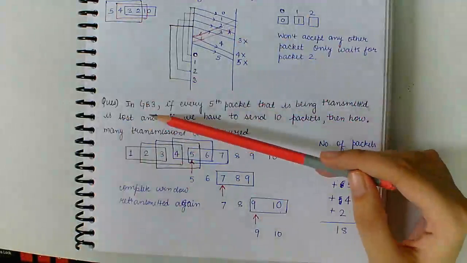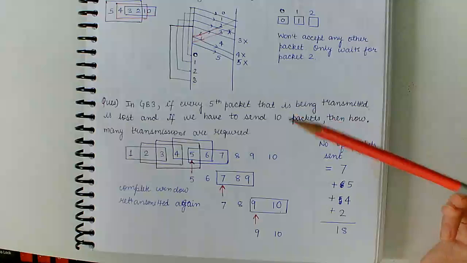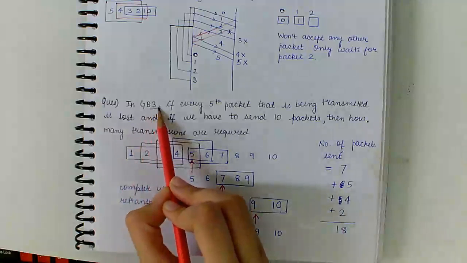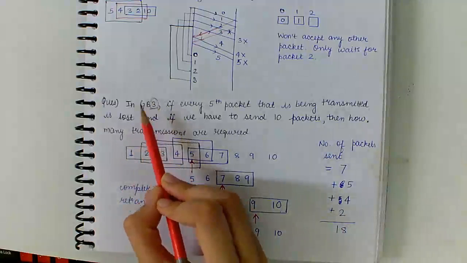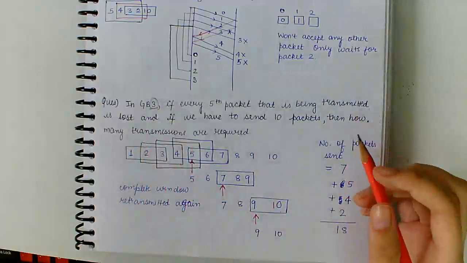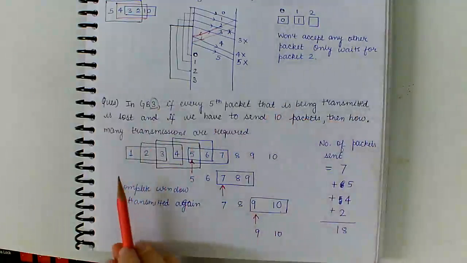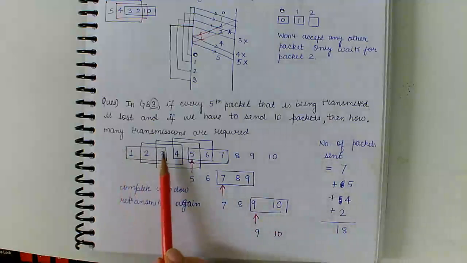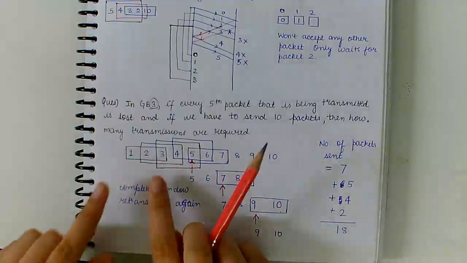Now let's discuss go back n. So in go back 3, if every fifth packet that is being transmitted is lost, and if we have to send 10 packets, then how many transmissions are required? So go back n, the window size is 3 here, so we send 3 packets together. So firstly we send 1, 2 and 3.